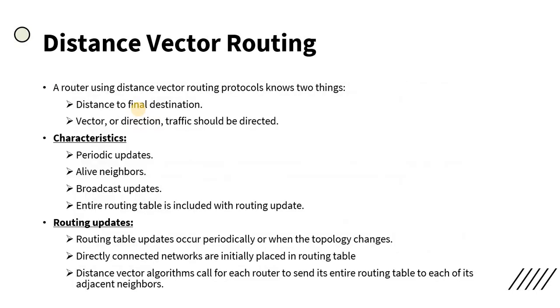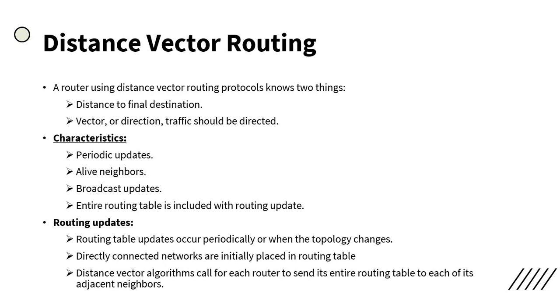So a router using distance vector routing protocols knows two things: first, the distance to the final destination, and second, a vector or direction in which traffic should be directed. So this is the information that is maintained. Next are the characteristics: periodic updates, updates to neighbors, broadcast updates, and the entire routing table is included with routing updates. So these are the characteristics of these algorithms.